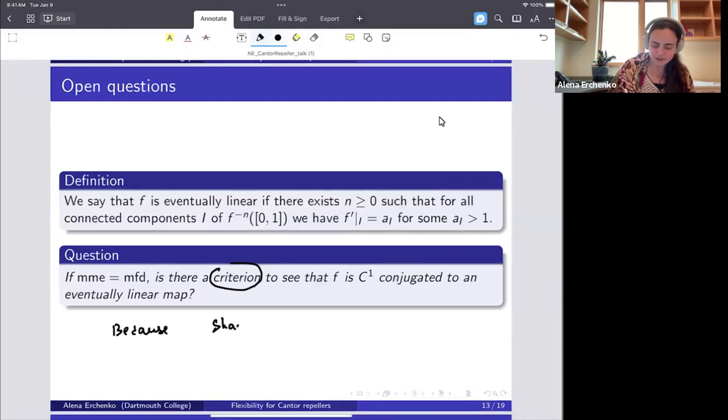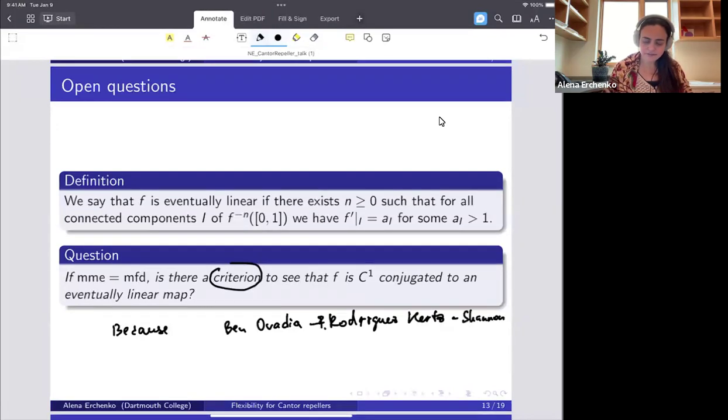And it's a work by Shannon, Benavides, Rodriguez Hertz, and here I mean Federico Rodriguez Hertz, and Mario Shannon. So they showed that not always. They show examples which are not C1 conjugated to those eventually linear. So a natural question you can ask is, when they are. What might be special about those maps?